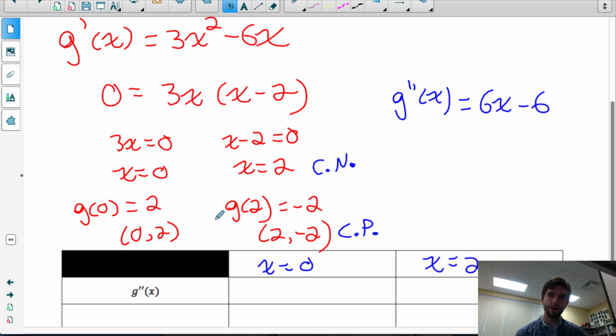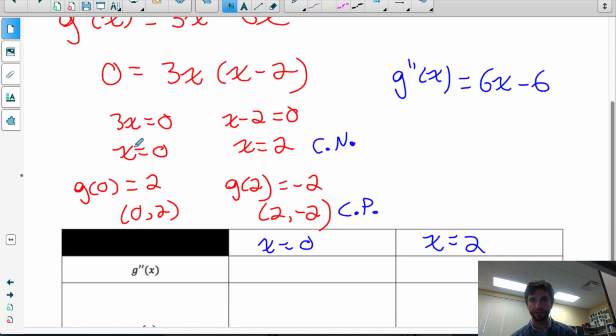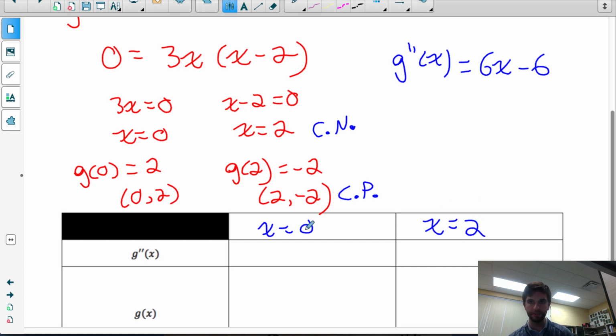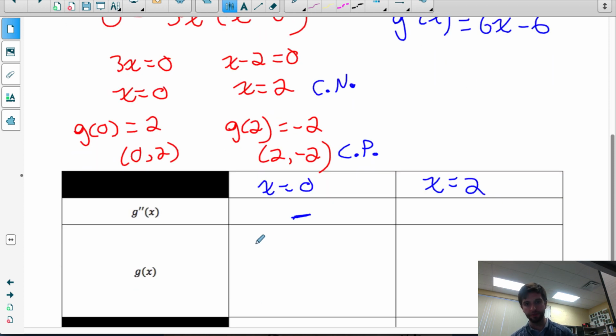So let's see what the concavity of the original function is at these two critical numbers, at 0 and 2. Well, at 0, if I plug that into the second derivative, g double prime of 0, I would get negative 6. So it would be negative. That tells us the original function is concave down at the x value of 0, meaning it looks like this, which means it must be a max point.